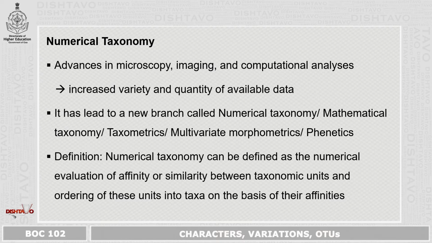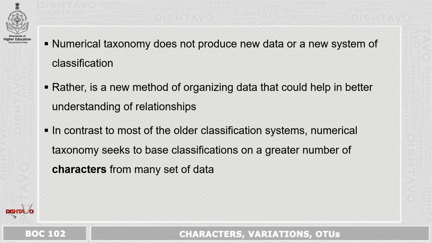Definition of numerical taxonomy. Numerical taxonomy can be defined as the numerical evaluation of affinity or similarity between taxonomic units and ordering of these units into taxa on the basis of their affinities. Numerical taxonomy does not produce new data or a new system of classification. What it will do is organize data in such a way that it will help us to understand in a better way the relationship between different taxa.